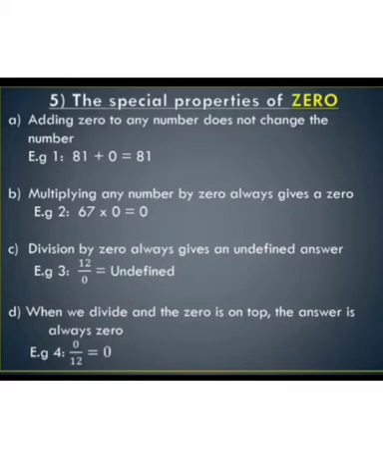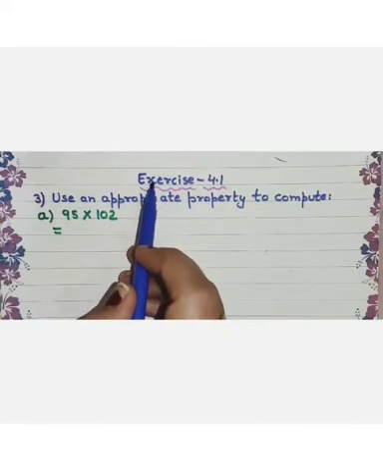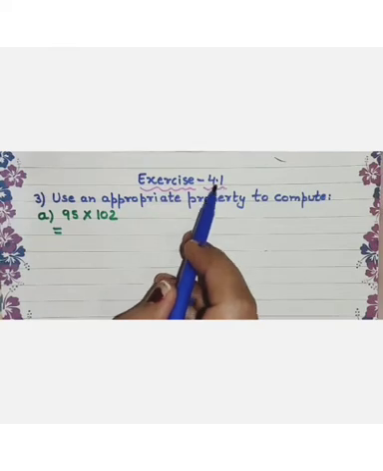When we divide 0 by any number, the answer is always 0. For example, 0 divided by 12 is equal to 0. Now, we will easily understand exercise 4.1.